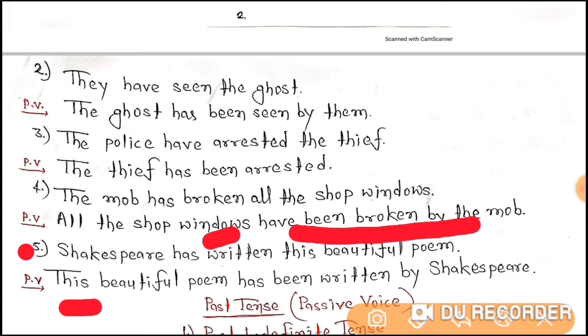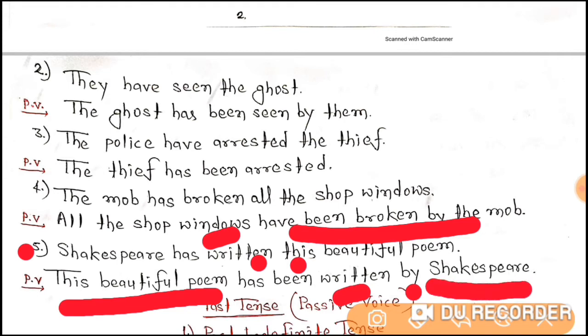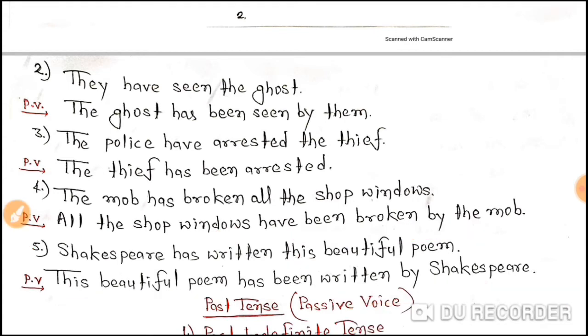So I have done here "this beautiful poem" as the subject of passive voice. And here we are talking only about a singular poem. So we have to use what? Has, and then been, and then what? V3, written, and then the agent "by", and then what? Shakespeare will become the object of passive voice, students. So you have just finished all three tenses of the present tense in passive voice.